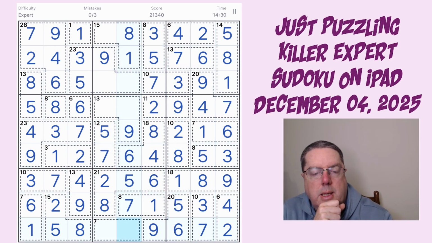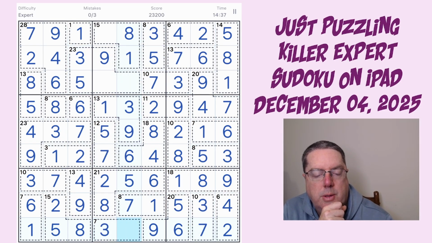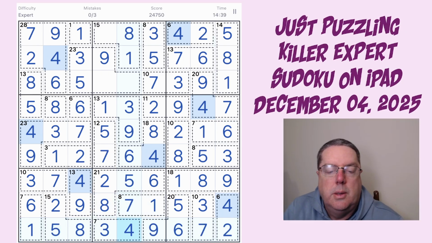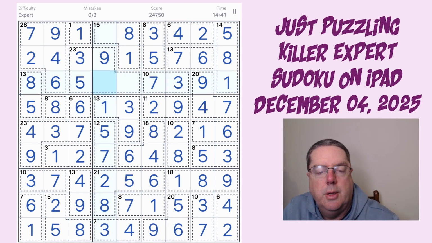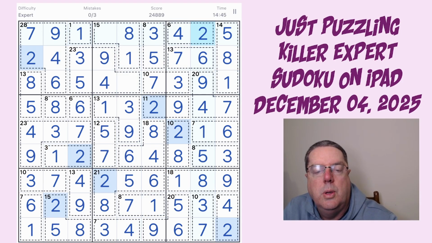Coming down here, that's got to be a 1 there, leaving this to be a 3. 3 can't be here, so this is a 3, leaving this to be a 4. 4 comes up here, comes across here, so that's a 4 there. 1, 2, so 2 can't be there. 2, 1, 2, 3, 4, 5, 6.